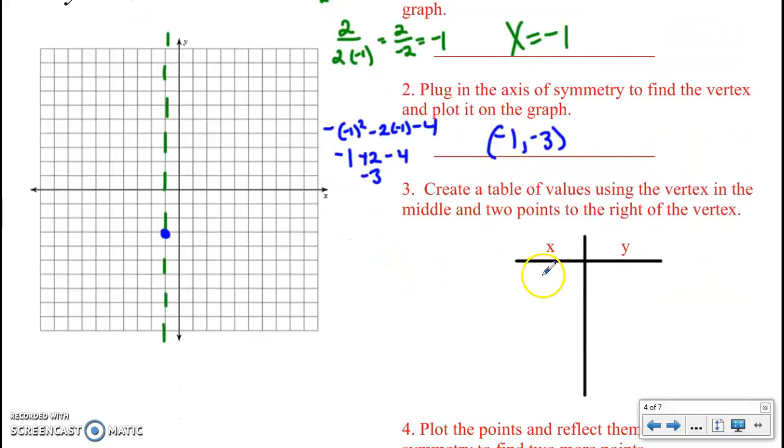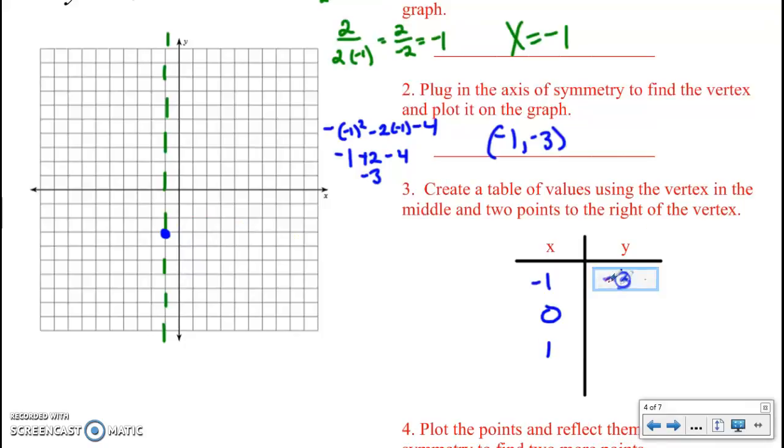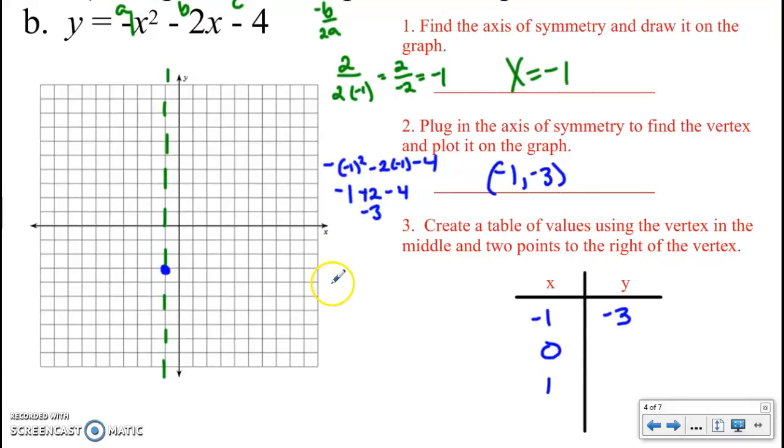From there, I'm going to put my vertex in the top of my table, and I'm going to start at this point, and I'm going to take a step over to the right. So if I move over to the right, my x value is now 0. I'm going to do that one more time to use 1. And I'm going to plug those values in to find some more y values. So going back to the original equation, we're going to plug in 0 first. So negative 0 squared minus 2 times 0 minus 4. Well, all of this here is 0. So I actually get negative 4 for an answer. So 0, negative 4 is my next point.